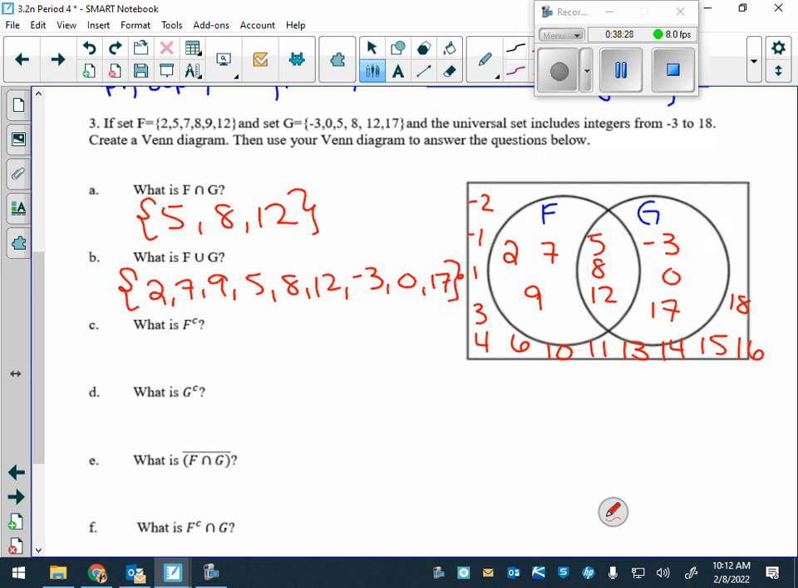What is not in F? Riley? What else would be a part of that? All the outside. So, not in F completely excludes this circle. So it's -3, 0, 17, and all these numbers on the outside. Okay? Then not in G would be the opposite. 2, 7, 9, and all the numbers on the outside. Okay?